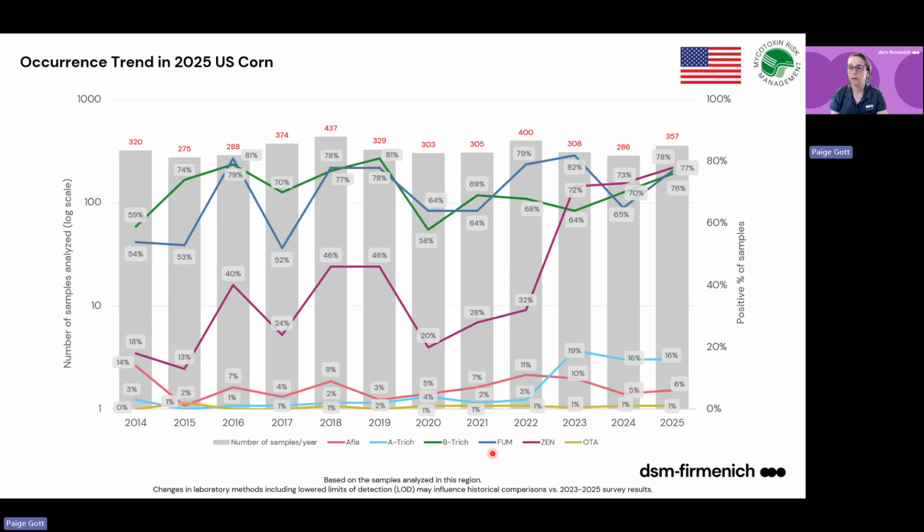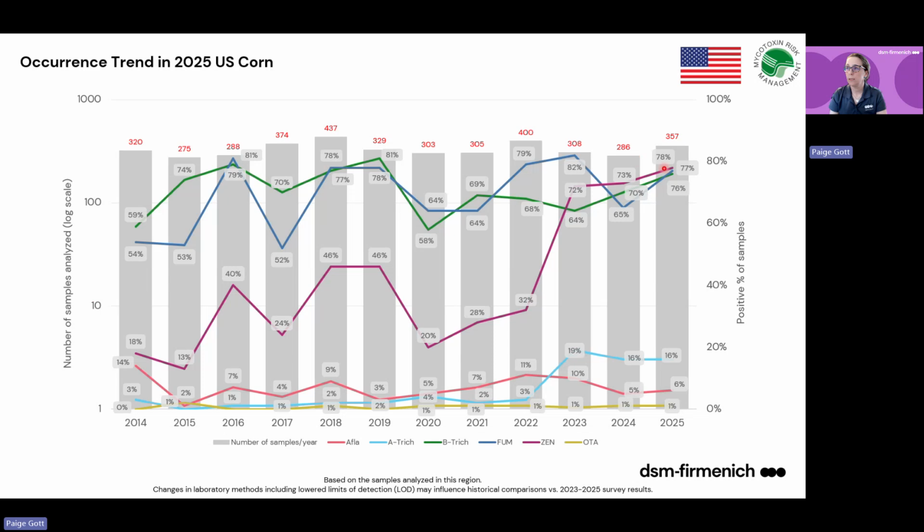The dark blue line follows the trend for fumonisin positive samples. The purple line through the middle of the graph follows zearalenone occurrence, and then the gold shaded line towards the bottom is representing our ochratoxin A positive samples. As you can see, there's shifts over time and year to year, but generally, our top three most frequently occurring mycotoxins have been historically our type B trichothecenes, fumonisins, and zearalenone, and that's no different this year.